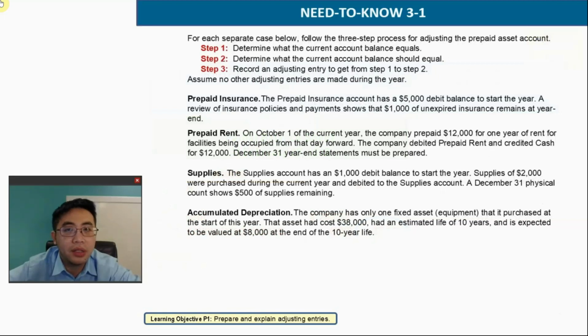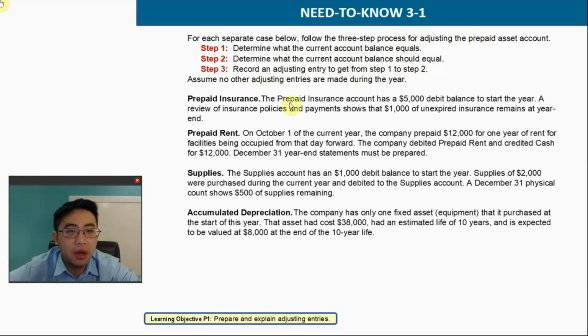All right. So here are some steps we need to follow for adjusting a prepaid assets account. So we have the current account balance. We need to know what that equals, and then we need to also figure out what the balance is supposed to equal. So what the real value is and what the proposed or expected value is, and then we'll adjust the entry from the two steps.